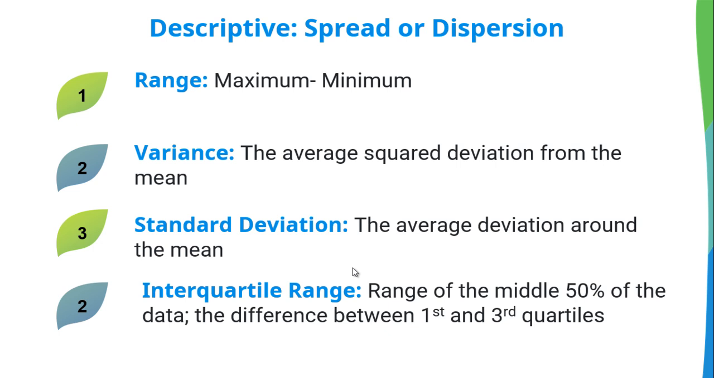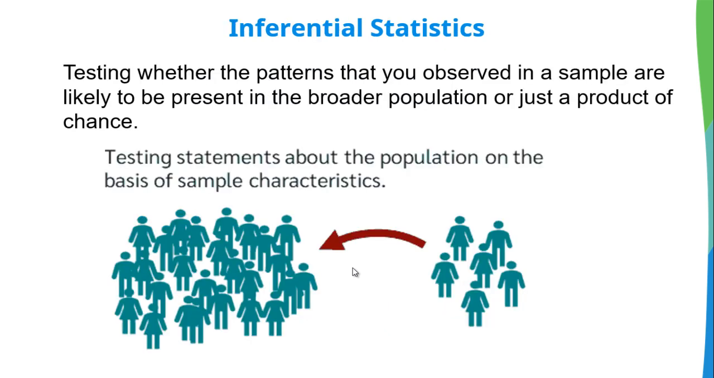But inferential statistics allow researchers to draw conclusions, test hypotheses, and make predictions about populations, even when it is impractical or impossible to study the entire population directly. That is inferential for us. So it tests whether the patterns that you observe in a sample are likely to be present in the broader population or just a product of chance. So testing statements about the population on the basis of the sample characteristics, that is inferential. So that is a sample, and then we use that to make an inference on the population.